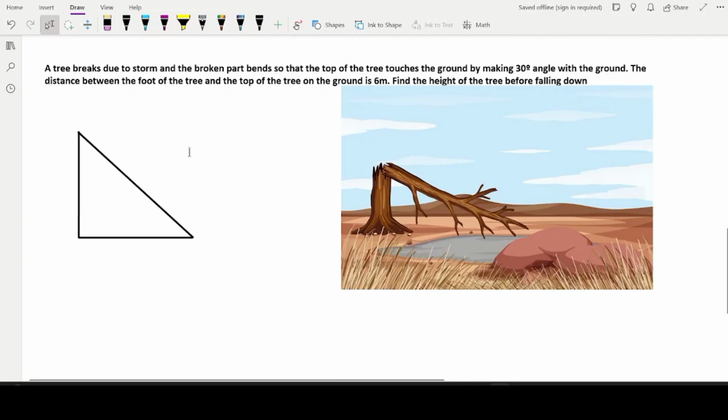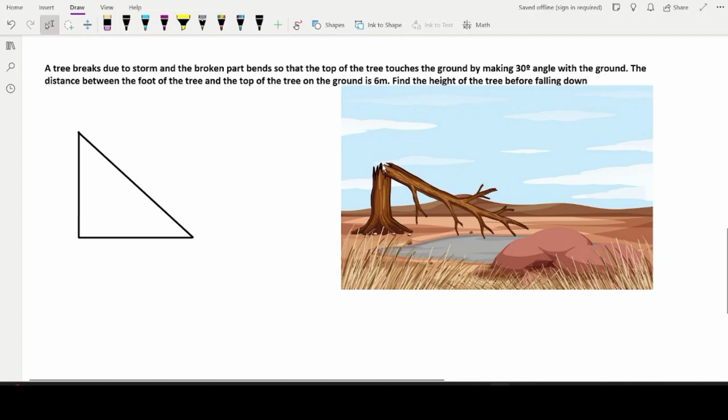Okay, the next question, here is the second question. The question states: a tree breaks due to a storm and the broken part bends so that the top of the tree touches the ground, making an angle of 30 degrees with the ground. The distance between the foot of the tree and the top of the tree on the ground is 6 meters. Find the height of the tree before falling.